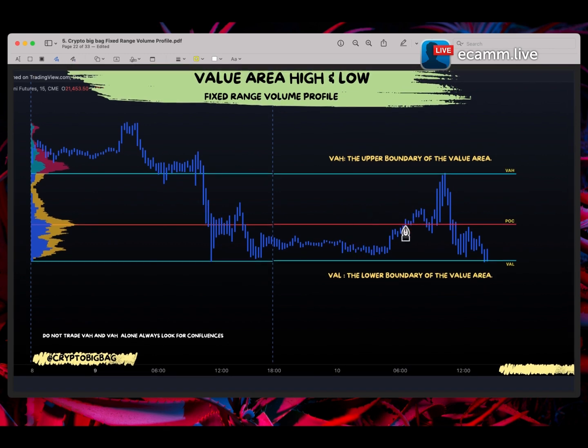Like I always say, you don't want to be trading this level alone. You just want to use it to identify potential support and resistance and look for other tools that line up with it.